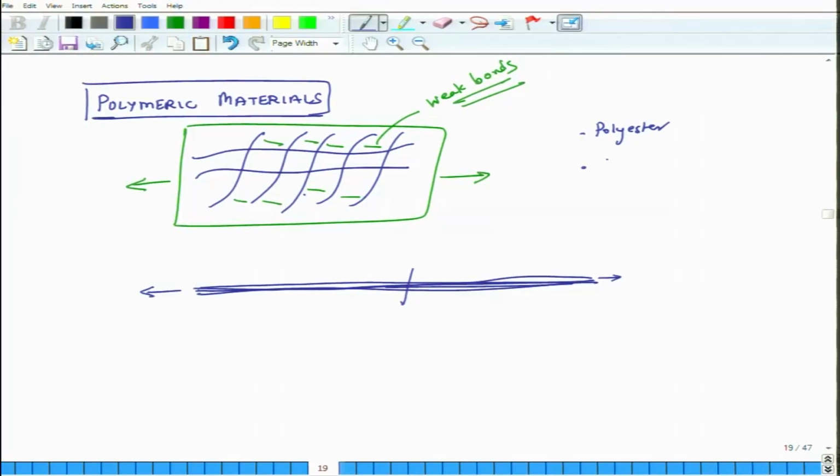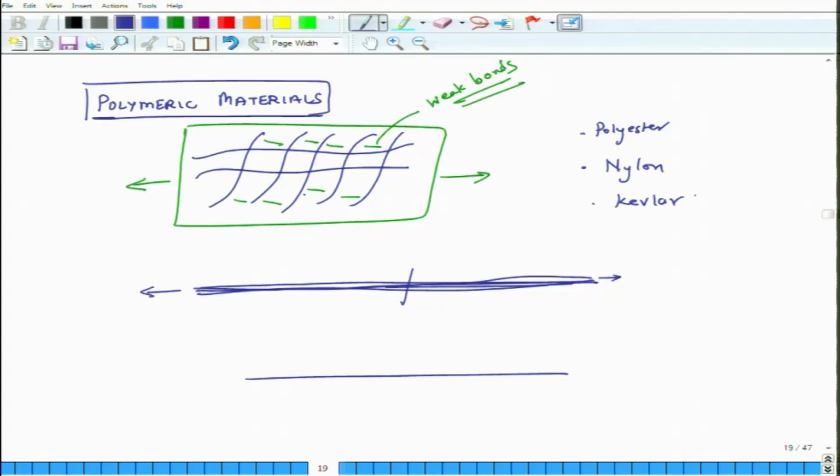Another example would be nylon, Kevlar, and so on and so forth. So, this is the reason why the strength of fibers, both for polymeric as well as non-polymeric materials, is much higher than the strength of the same materials in bulk form.